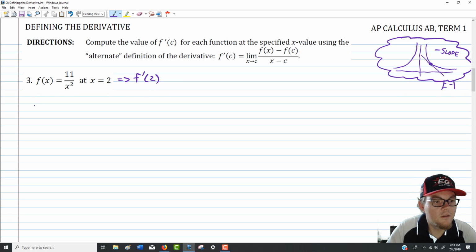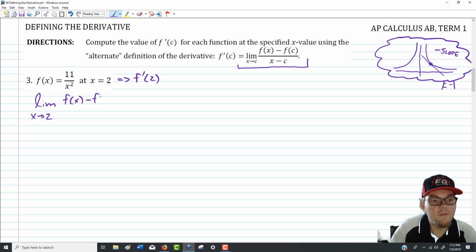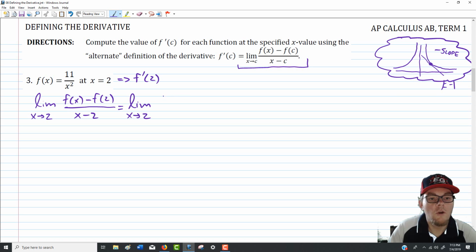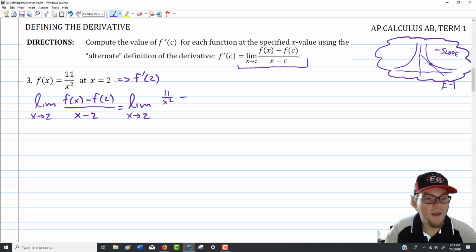Okay, next, jumping in. We want to use the alternate definition of the derivative because we're asking for a specific value there. It's going to be the limit as x approaches 2 of f of x minus f of 2 all over x minus 2. So, evaluating the expressions that we have in question, we're going to have f of x, which is 11 over x squared, minus f of 2, which is 11 over 2 squared, or 11 over 4.